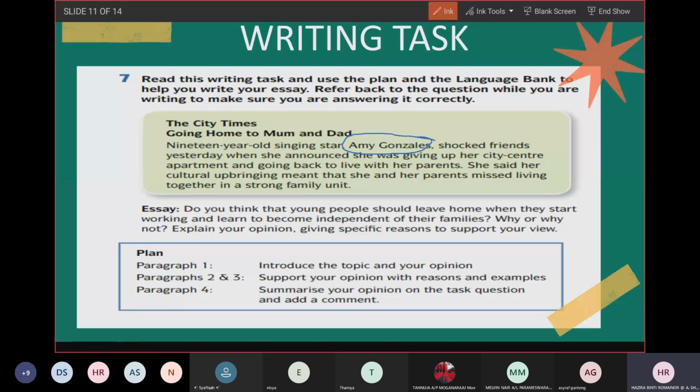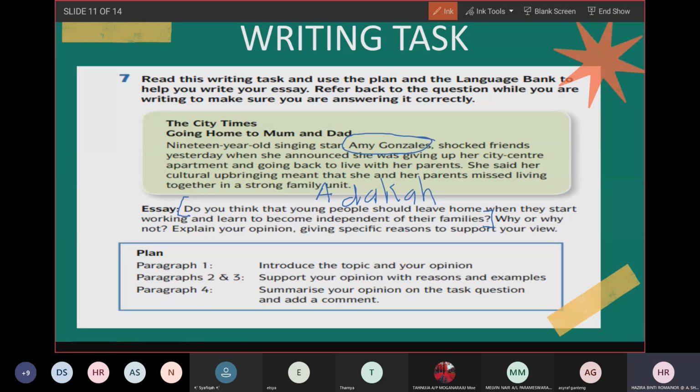Okay, so the question is, do you think that young people should leave home when they start working and learn to become independent of their families? Soalannya di sini adalah, adakah awak rasa orang muda sepatutnya meninggalkan rumah? So you should bear in mind the question asks you, adakah orang muda patut meninggalkan rumah bila dia mula bekerja dan menjadi lebih berdikari?